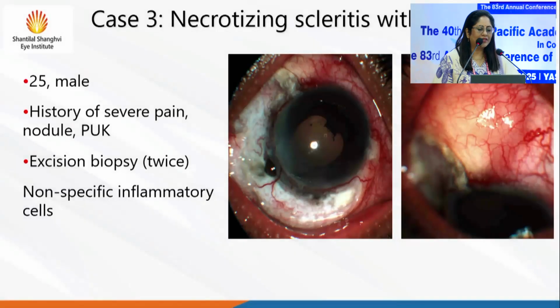The third case I had to discuss is a very interesting case, presented as what we thought was necrotizing scleritis with PUK. This is a young male patient, and our top diagnosis for necrotizing scleritis with peripheral ulcerative keratitis was a systemic vasculitis, especially GPA. So we investigated the patient more than once. We did all the serological tests, ANCA, 2-3 times, and sent the patient to a rheumatologist. The patient had also undergone excision biopsy a couple of times, in which the only report was non-specific inflammatory cells. So these are not the first visit pictures, but the pictures when he came with perforation because of the chronic PUK.